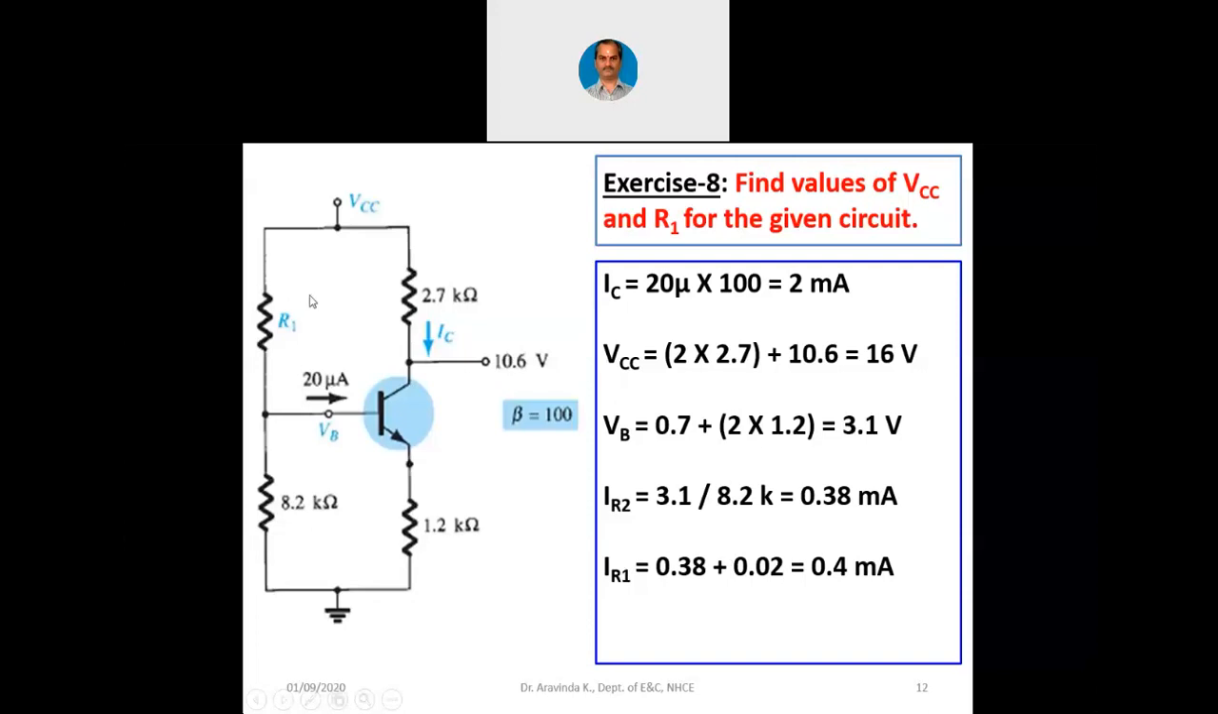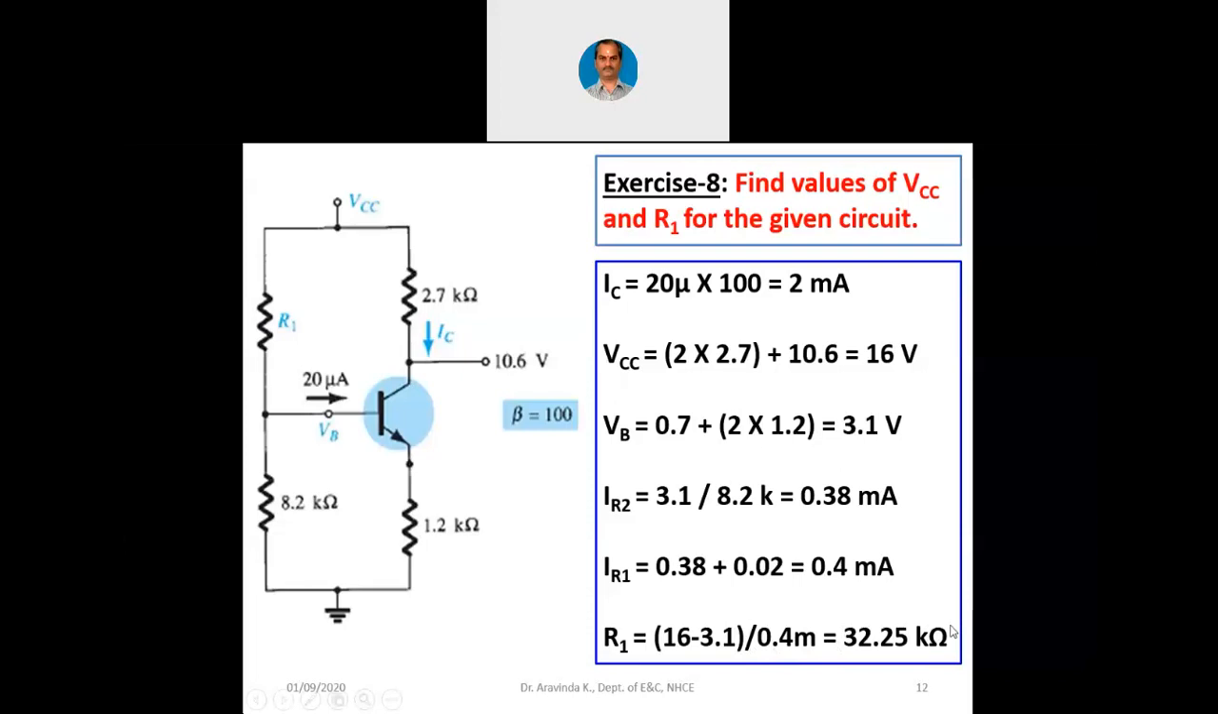Now you know the current going through R1, and you know VCC, you know VB. So R1 is nothing but VCC minus VB divided by IR1. So that is 16 volts minus 3.1. 16 is VCC, 3.1 is VB. So 16 minus 3.1 divided by the current through R1, which is 0.4 milliampere. So we get the value of R1 as 32.25 kilo ohms.